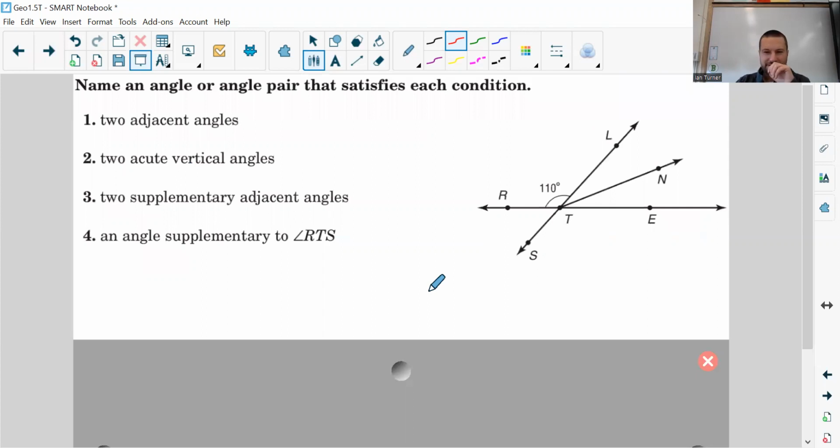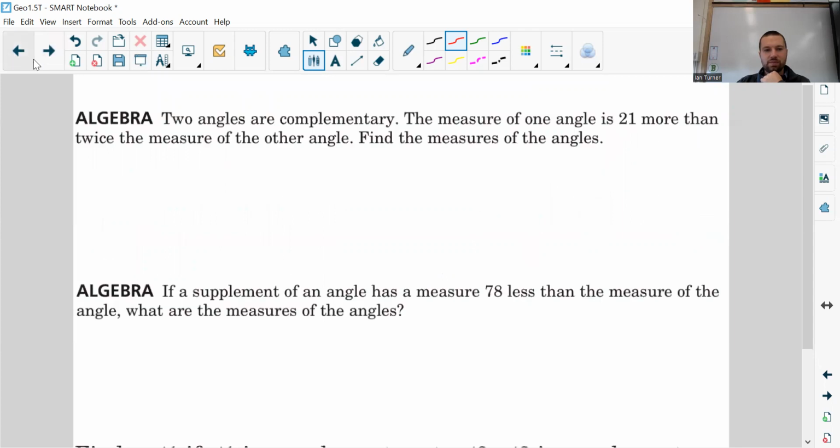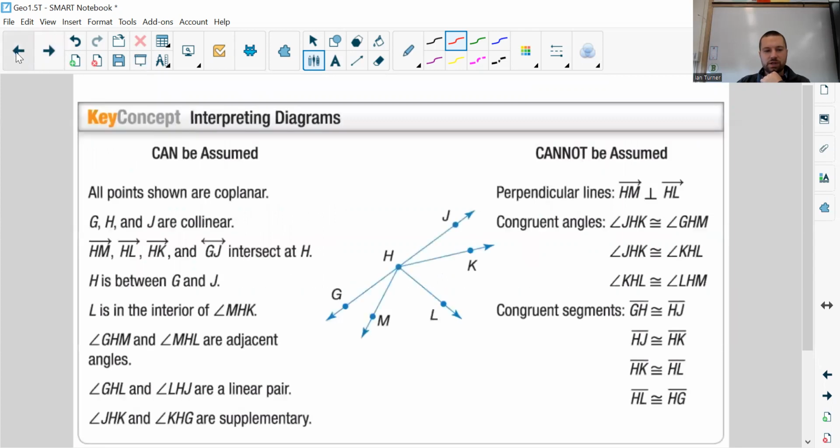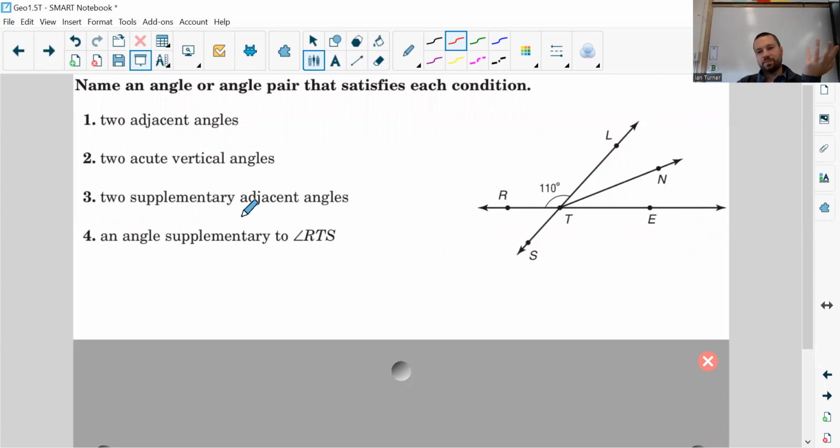All right, so let's do a couple example problems here. These are all good. We'll talk a little bit about that, and then we'll call it a day. And hopefully, you've been pausing this and stuff, so it should take you longer than what we've done so far. So we want to name an angle or angle pair that satisfies each condition.